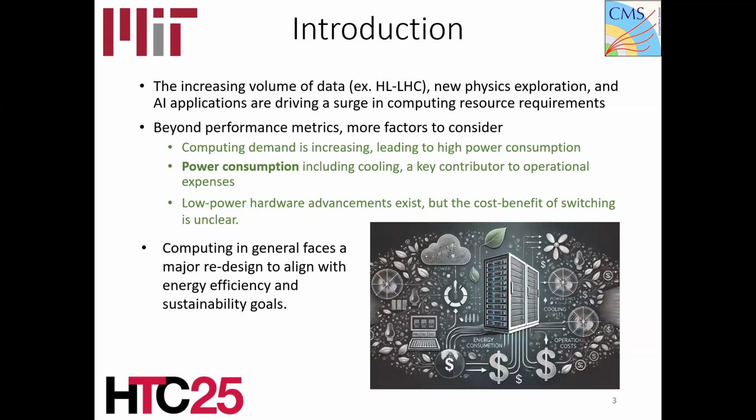And usually everyone knows that new hardware always has an advantage in terms of power efficiency. But it is usually unclear what the point is at which we should retire the old hardware and replace it with the new one. So we did this analysis, hoping this could help today's computing centers with their redesign to align with power efficiency and sustainability goals.